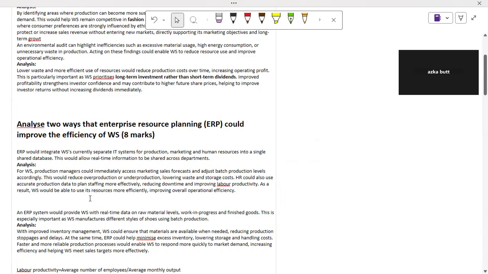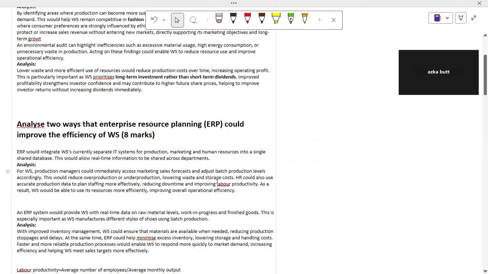So, what will be its long-term impact and its immediate impact for WS? Since we need to write its efficiency. For WS production, managers could immediately access marketing sales forecasts through the ERP and adjust batch production levels accordingly. This would reduce overproduction, of course, when they are able to know how many units are wanted by marketing. Then they'll be able to reduce overproduction or underproduction.